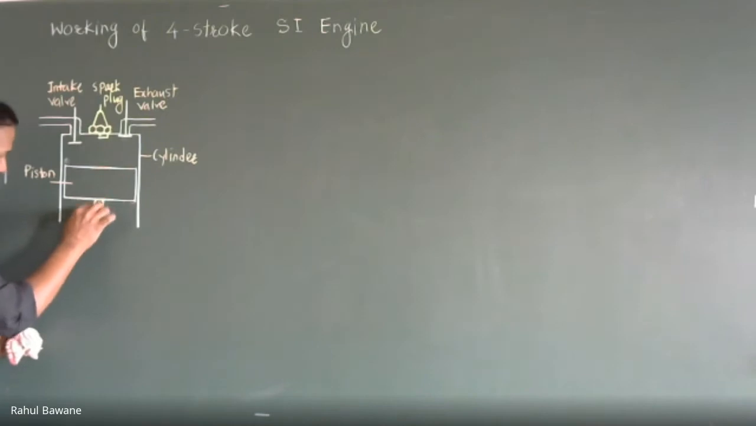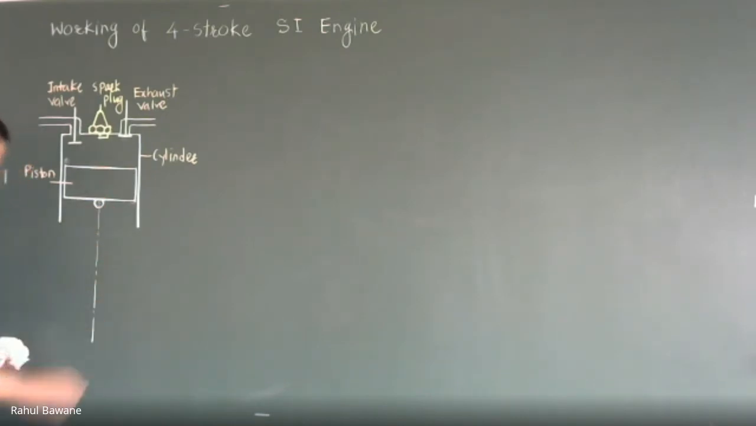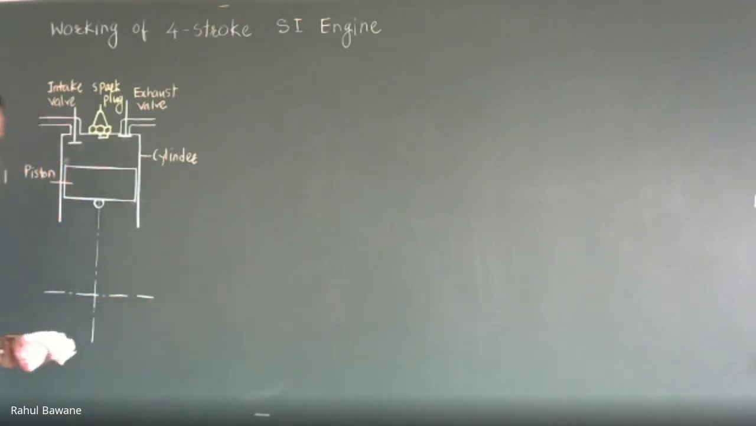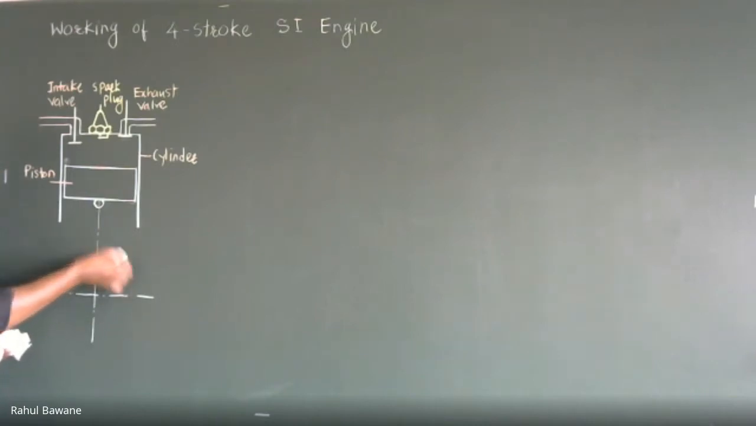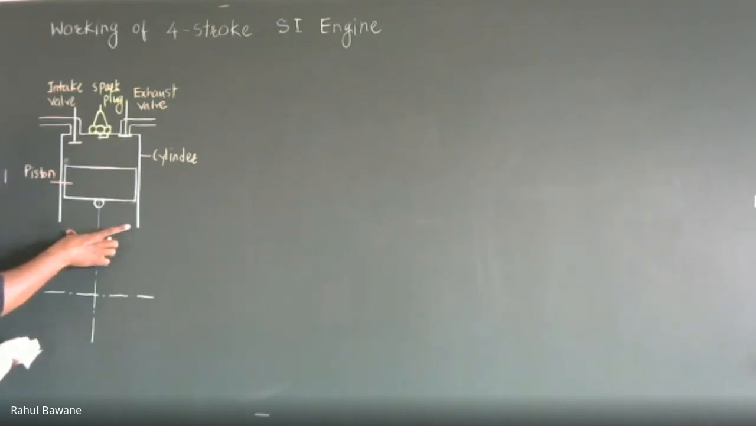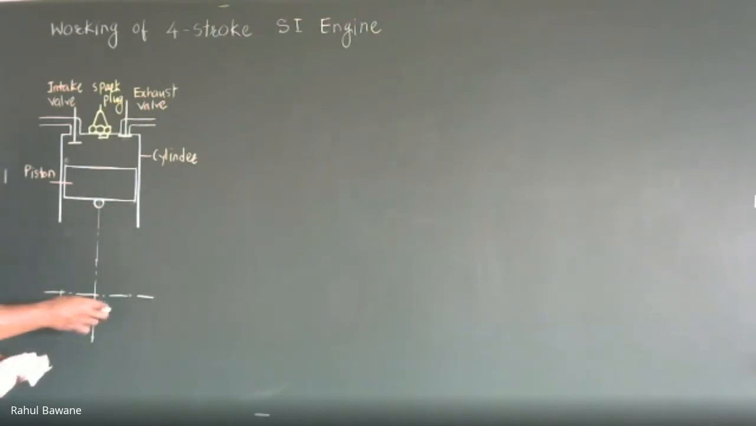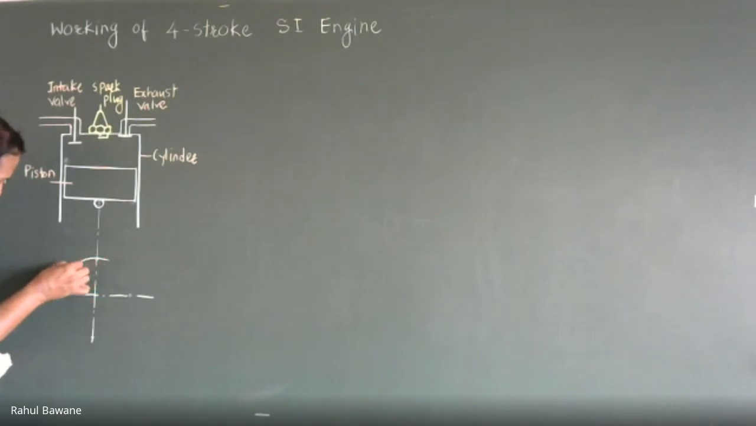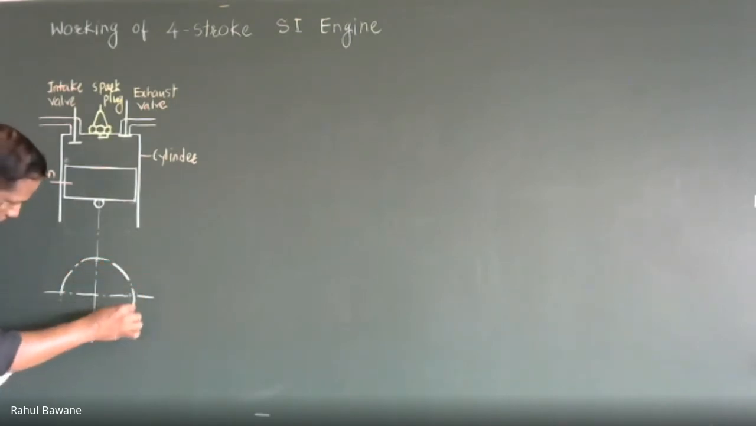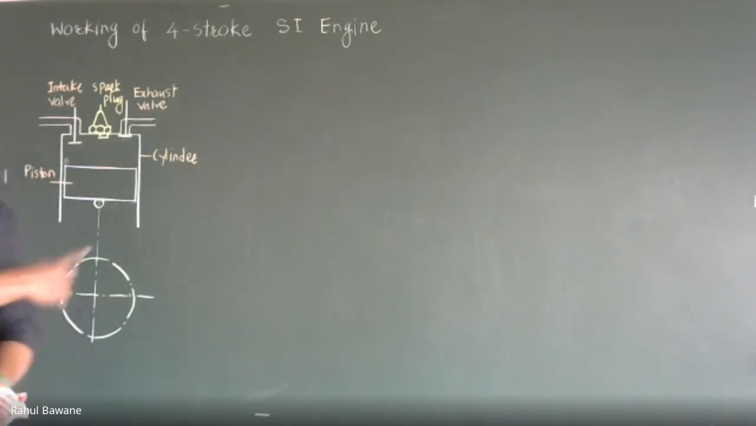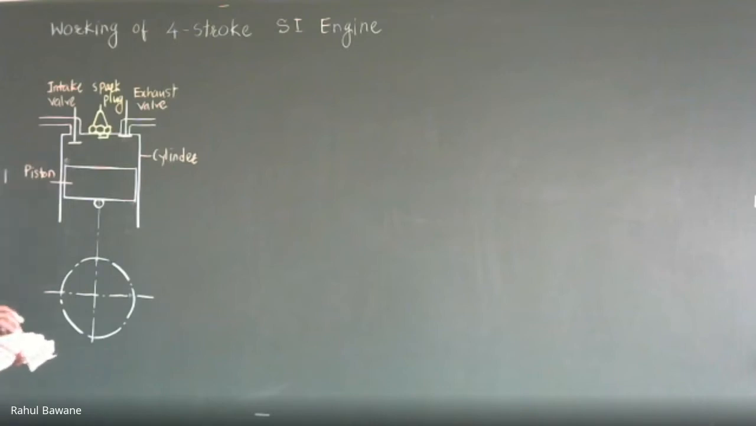From this center, draw one center line. And after some distance, draw another horizontal center line. Then, considering this as a center, we have to draw one circle. But remember that the circle diameter must be at least equal to this diameter, your cylinder diameter. Don't draw a much larger or a very small circle. So this is our circle. This circle is known as the crankshaft circle, the crank circle.